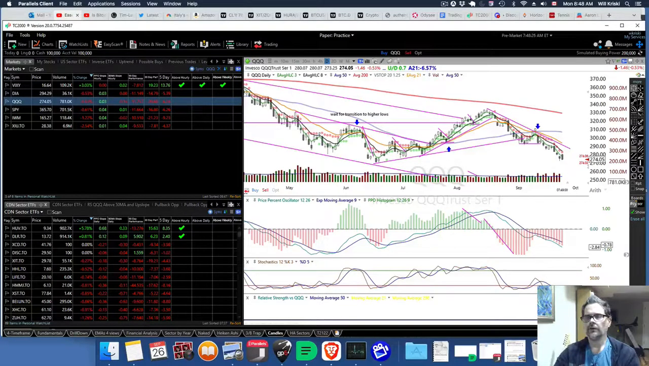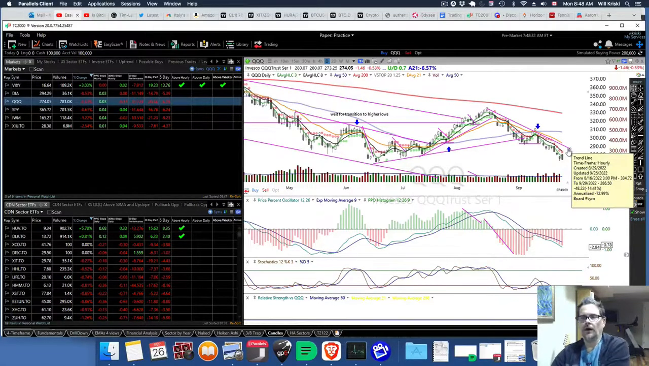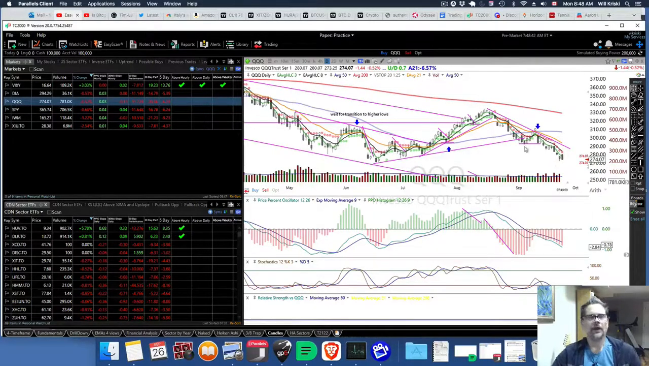So right now you're a little bit long from this original entry point. If you get a rally up to the trend line, or even up to the 50 or some other moving average, and then you start to see it break down, that could be another shorting opportunity. But anyway, that's enough for today.